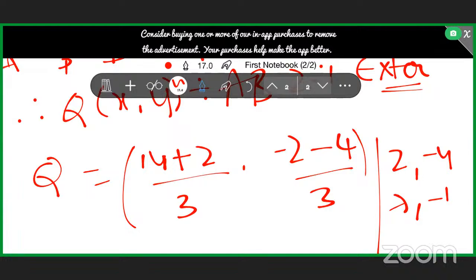Correct? Yes or no? Sir, can you explain the second one? So I am taking the formula. What is the formula? It is mx2 plus, sorry, supposed to be minus.